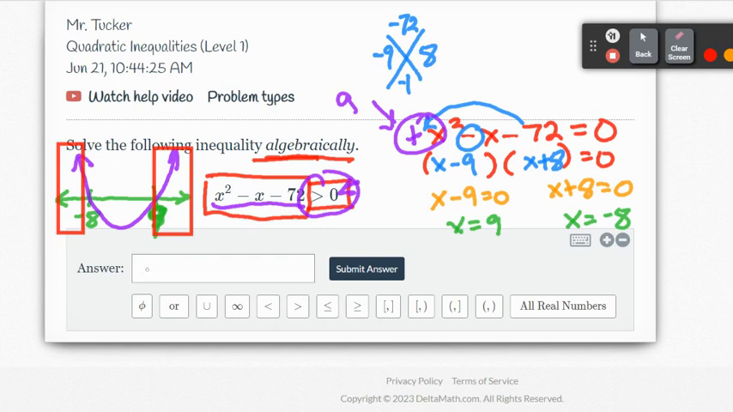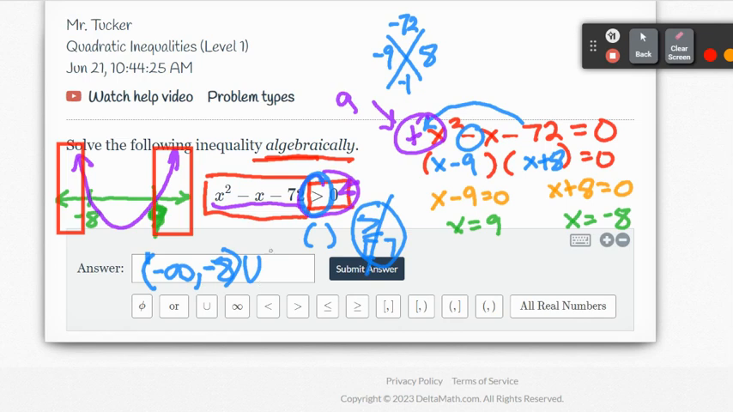So I get everything left of negative 8. The way that we describe that is we want parenthesis negative infinity to negative 8. Now we use parentheses when we don't have an equal sign. If it was greater than or equal to, then I would use a bracket symbol. But here I don't. I use my parentheses. So parenthesis negative 8. And then I use a union symbol, and then I start picking up at 9 again, and then run off to infinity with more answers where the quadratic is positive.